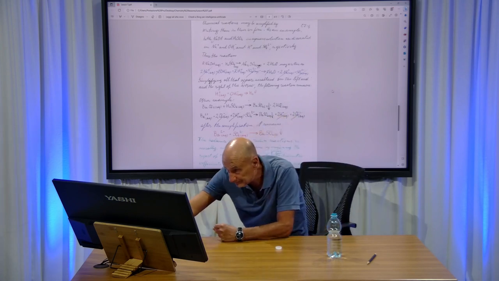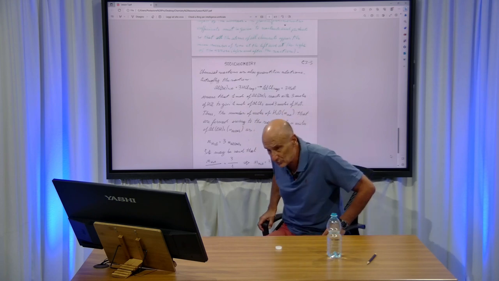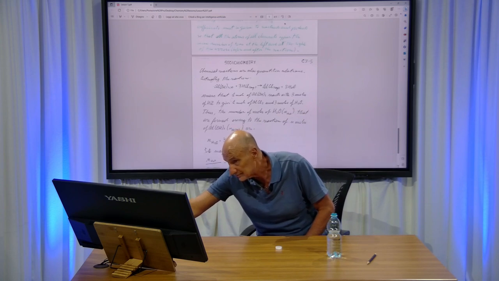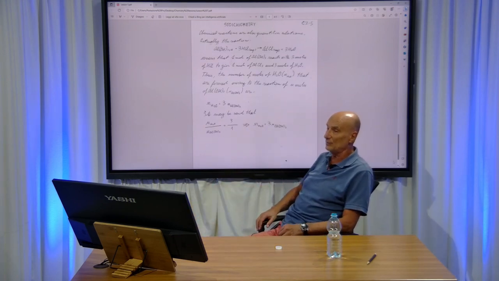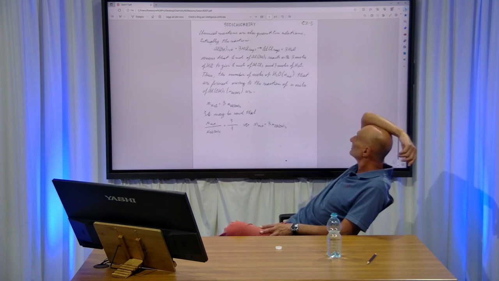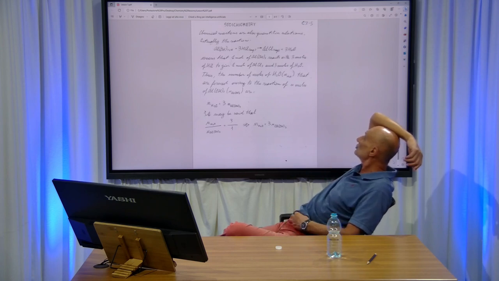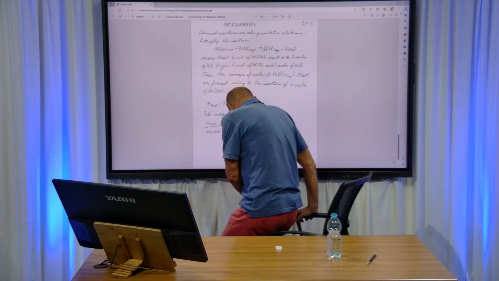For now, I would like to focus your attention on another very important point. Look at this reaction. You have aluminum hydroxide, Al(OH) taken 3 times, which reacts with hydrochloric acid to form in solution aluminum chloride and water. Let's first balance this reaction.